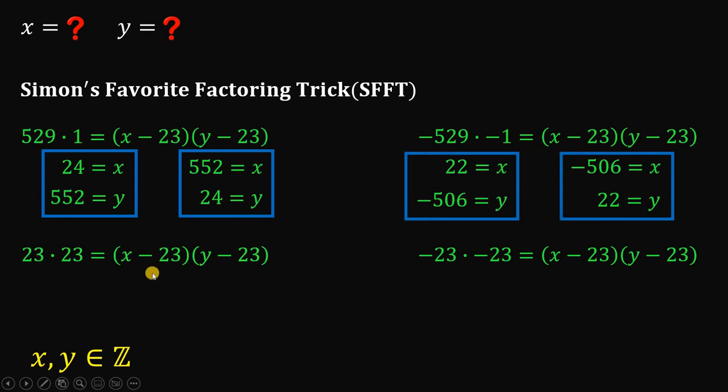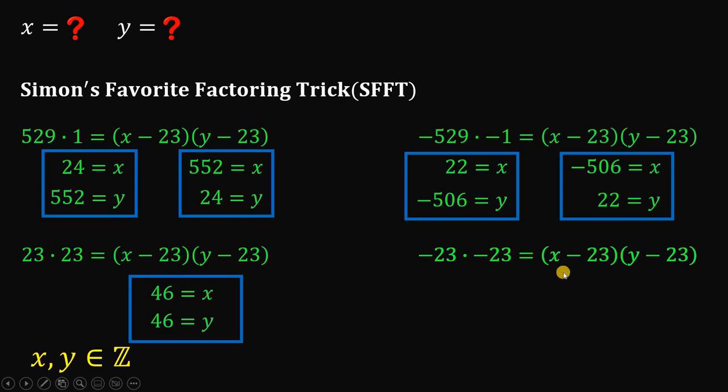Now, how about the third case? On the third case, there's no choice. x minus 23 must be equal to 23, and also y minus 23 must be equal to 23. And now, let's solve for the values of x and y again. Add 23 on both sides. This will give us x equal to 46, and also y equal to 46.